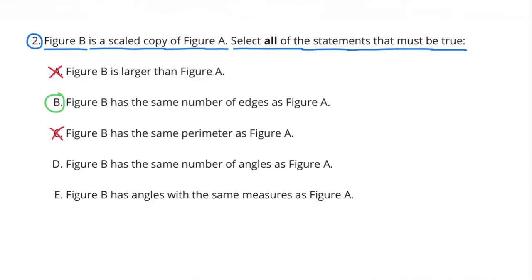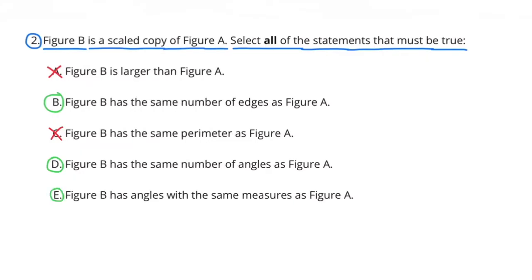I'm not selecting C because figure B wouldn't have the same size perimeter as figure A. The perimeter would either get larger or the perimeter would get smaller. I am selecting D because figure B will have the same number of angles as figure A. And I am selecting E because the angles in scaled copies still have the same measure as the original figure.